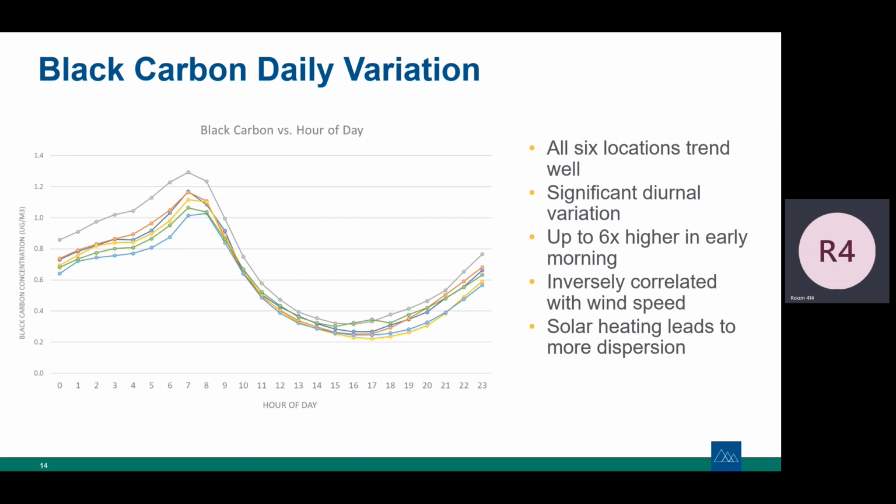Look at black carbon concentrations as a function of time of day. Now, I mentioned earlier that we do see some differences between our different sites, and that difference is really shown here. There's this gray line that kind of sticks out. Okay, I'll tell you which site that is in just a second. But we see concentrations on a diurnal basis peak in the morning, then come down in the afternoon, then come up again in the evening.